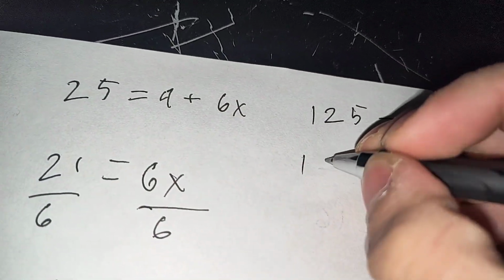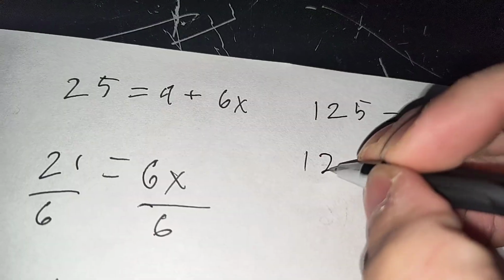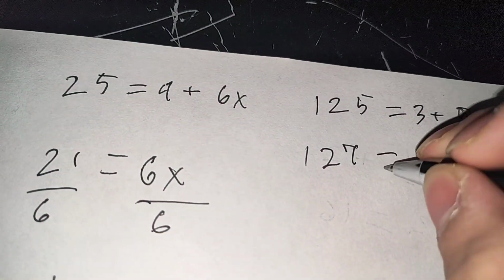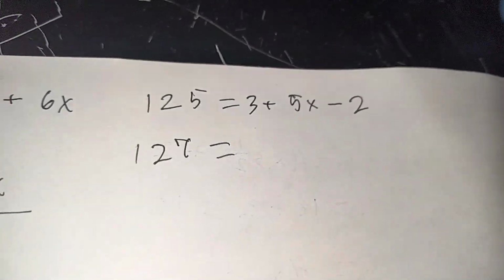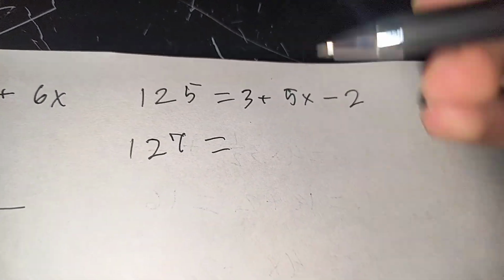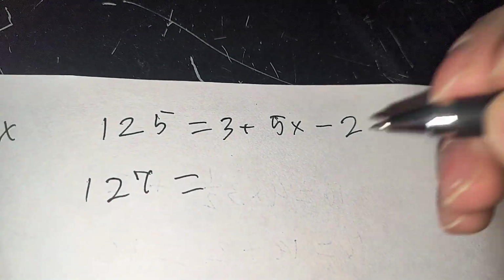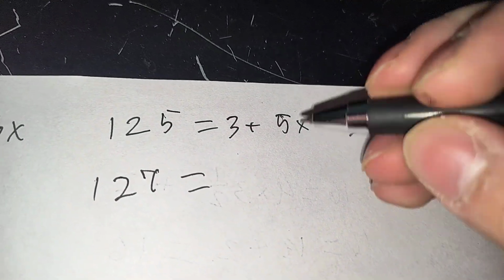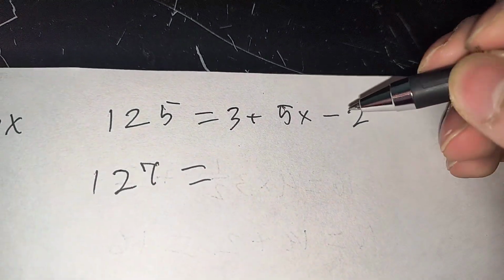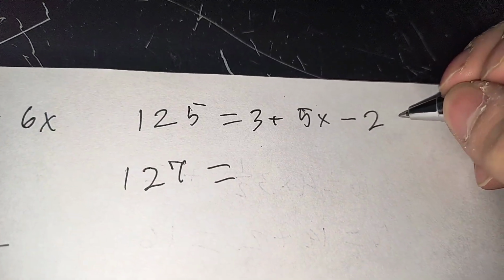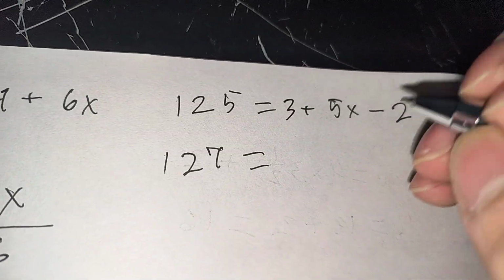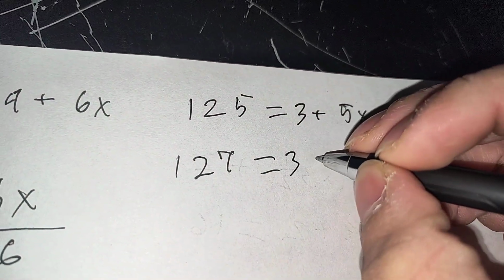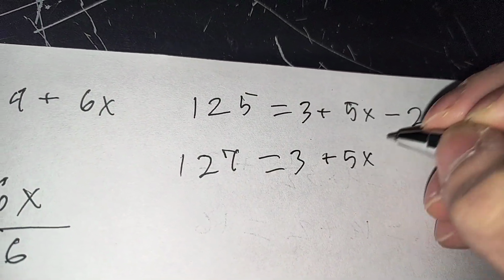So 125 plus 2 is 127. And then we're going to remove this 2 because we're not using it anymore, because we added to it. The way it works is that if you represent this as a negative number, you're adding minus 2 to positive 2, so you just remove this. And then we have 3 plus 5x.